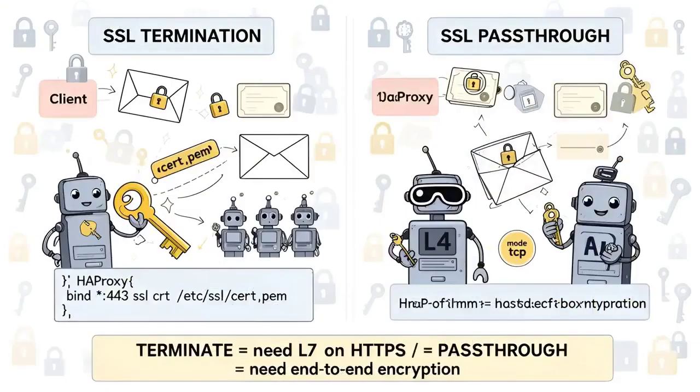For HTTPS, you have two strategies. SSL termination places the certificate on HAProxy with a bind line like bind *:443 ssl crt /etc/ssl/cert.pem. HAProxy decrypts the traffic in backend mode HTTP, which simplifies backends and offloads CPU. The alternative is SSL pass-through in mode TCP, which keeps encryption end-to-end, but requires every backend to handle TLS itself. Terminate at HAProxy when you need layer 7 routing on HTTPS. Pass-through when you require end-to-end encryption.